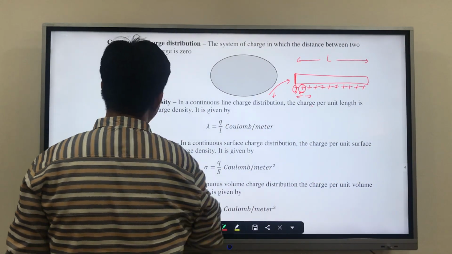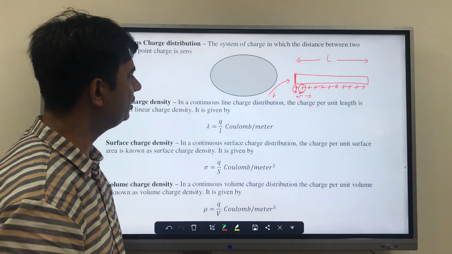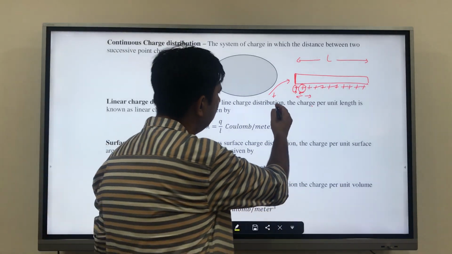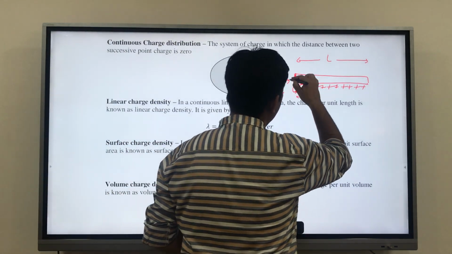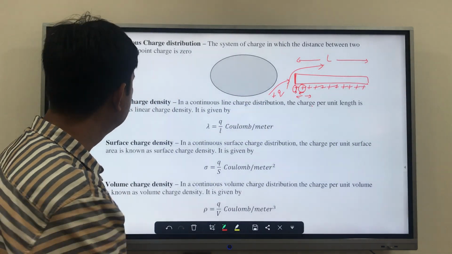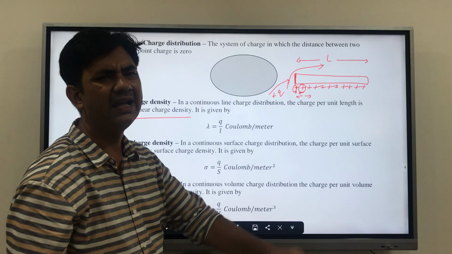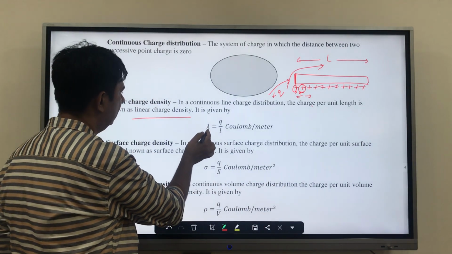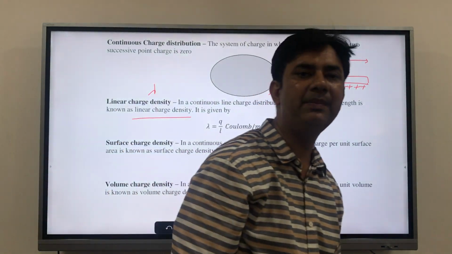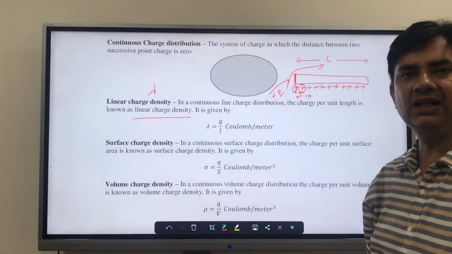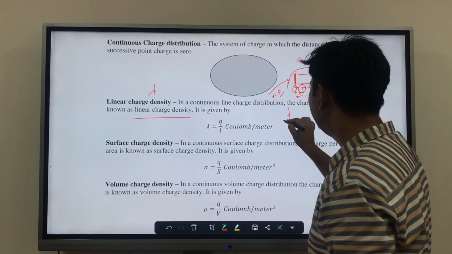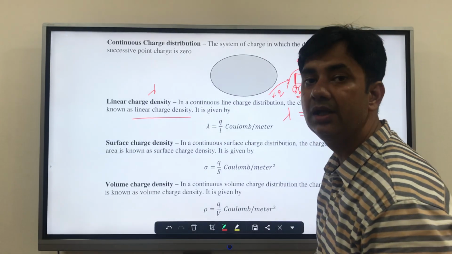So, linear charge density. In a continuous line charge distribution, the charge per unit length is known as linear charge density, and this is always denoted by lambda. Its definition itself explains its working, and its formula will be lambda is equal to charge per unit length.